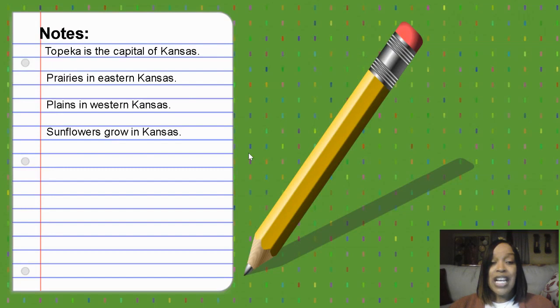Sunflowers grow a lot in Kansas, so that is something that I chose to put in my notes. I know if we're headed toward Lawrence, we can see sunflowers, and there's even parts of Topeka that have great big sunflower fields. Have you ever visited them? They are beautiful.